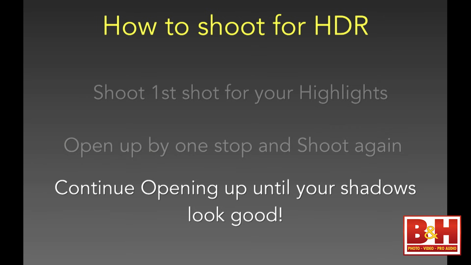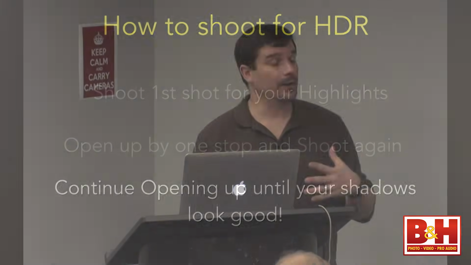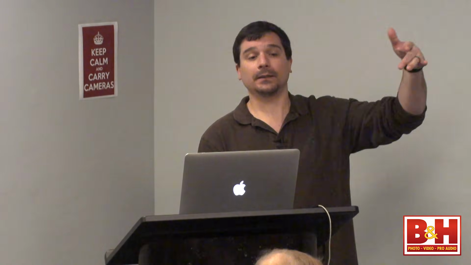So in this way, you may end up with 2 photographs. You may end up with 4 photographs, or 5, or 7, or 9. It doesn't matter how many photographs you end up with. It only matters that you've got the series with one of the shots good for the highlights and one of the shots good with the shadows, and you're doing one stop in between changed by the shutter speed. All right? That's all that matters.